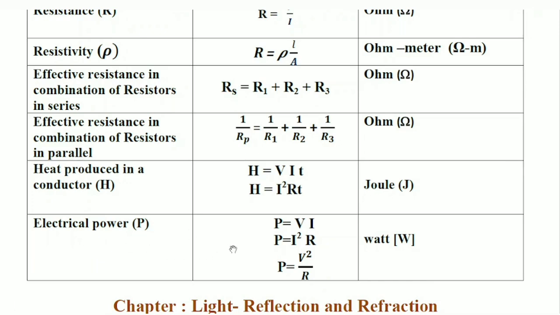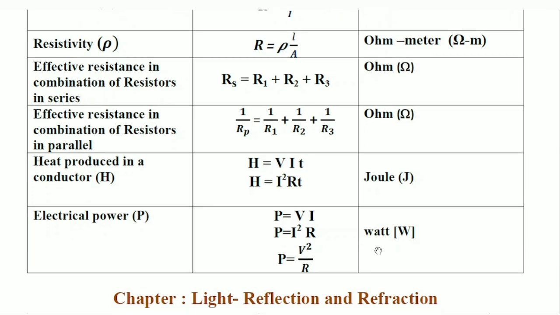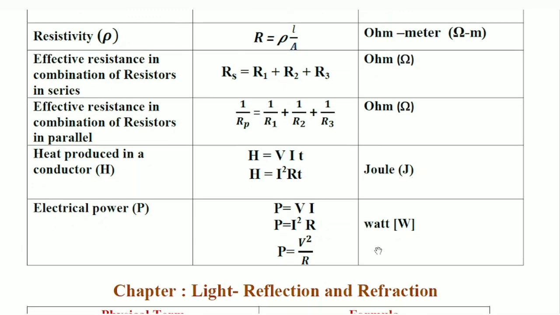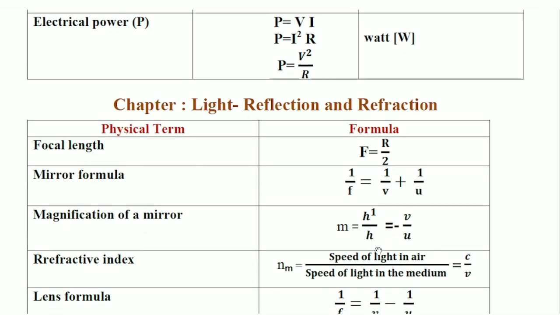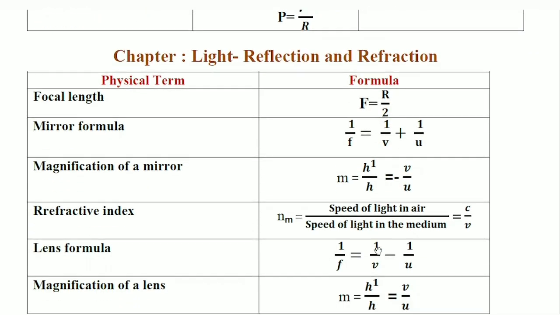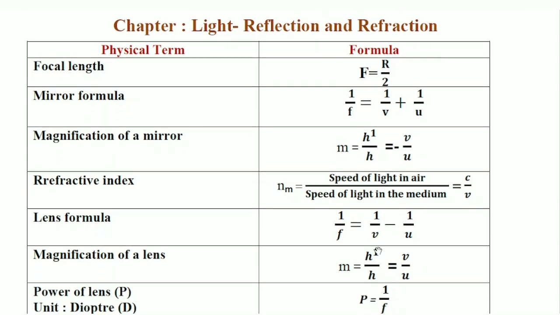Electric power P equals V into I, so P equals I square R, and P equals V square divided by R. The SI unit is watt. This is from the electricity chapter. And the next one is light reflection and refraction. In the electricity chapter, usually they ask questions based on series or parallel connection. They will ask one question.